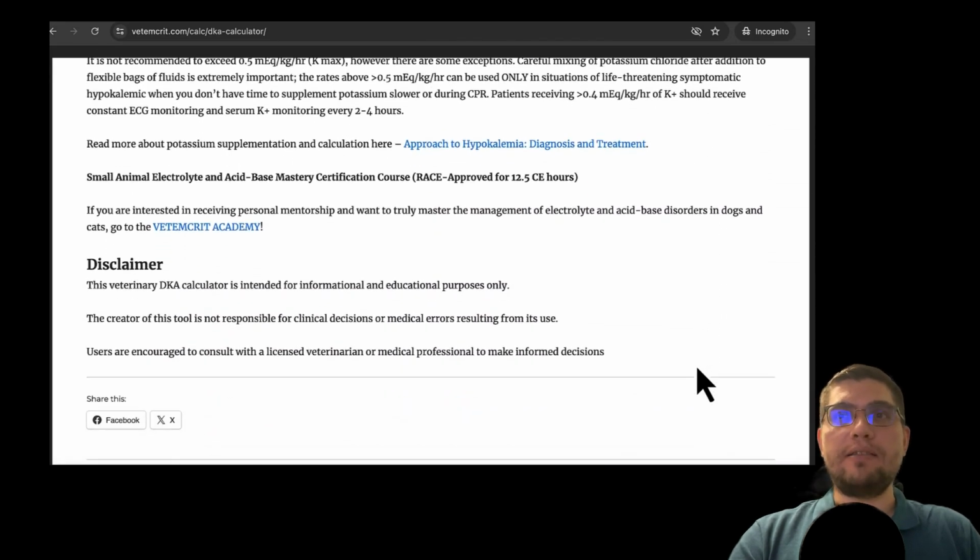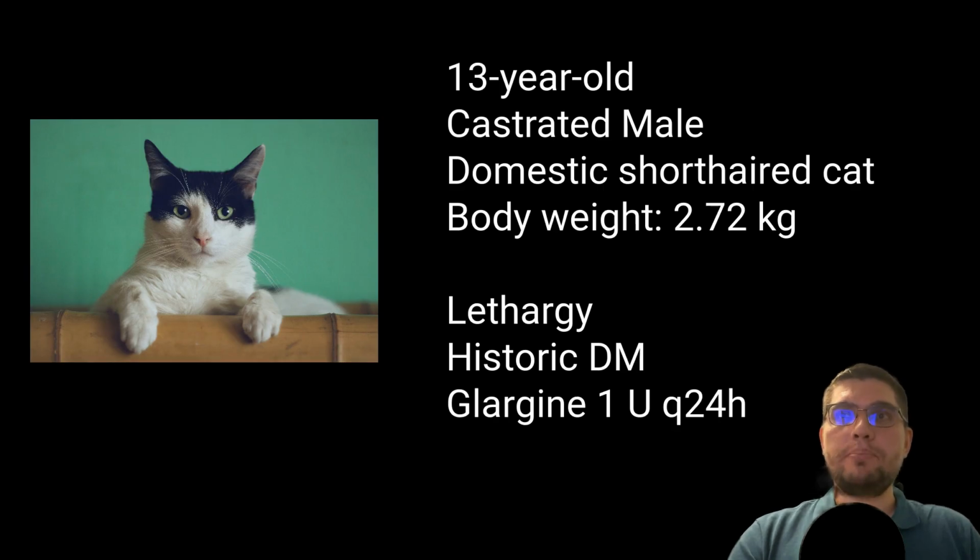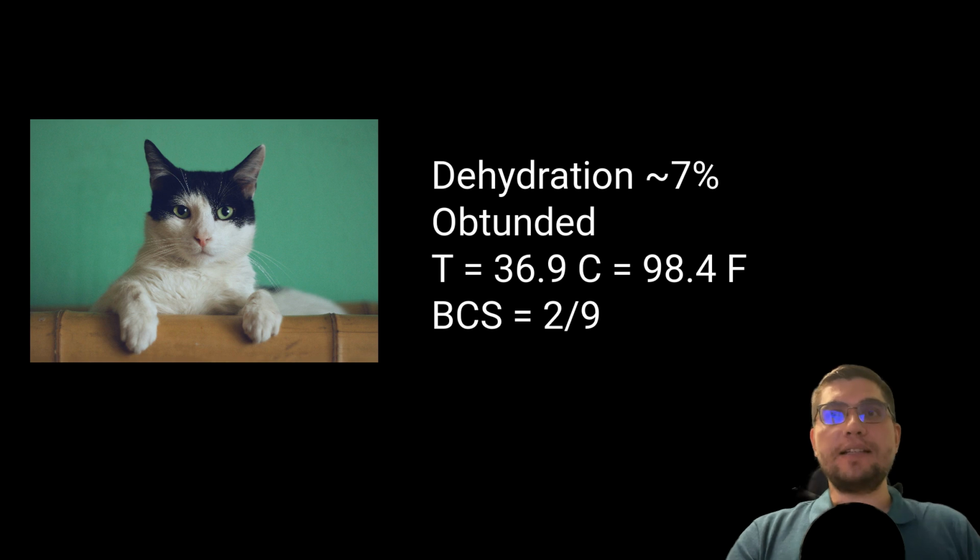All right, let's try out this calculator by using a very specific example. Imagine that you are presented with a 13-year-old castrated male domestic short-haired cat that weighs 2.72 kilograms. The owner's main complaints included worsening lethargy and weakness. He also had been recently diagnosed with diabetes mellitus and was started on insulin glargine at 1 unit once a day. The physical examination showed severe dehydration, obtunded mentation, hypothermia, and low body condition score.